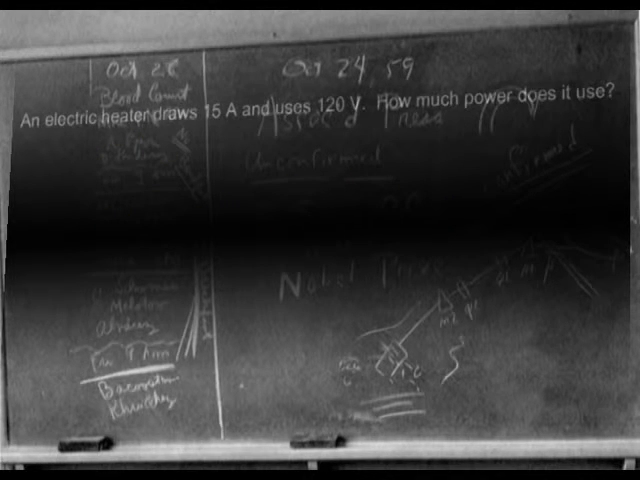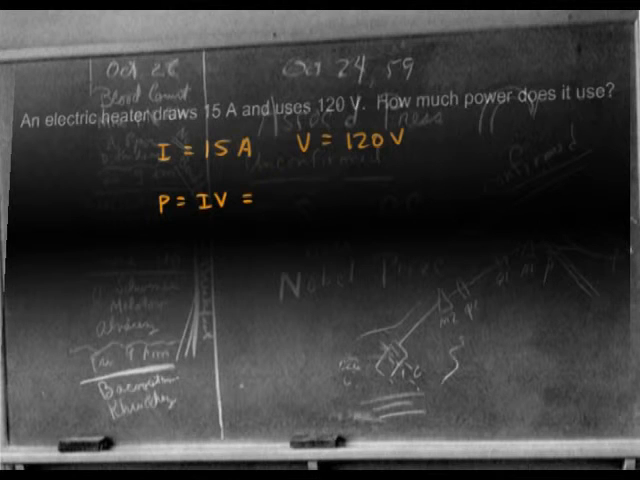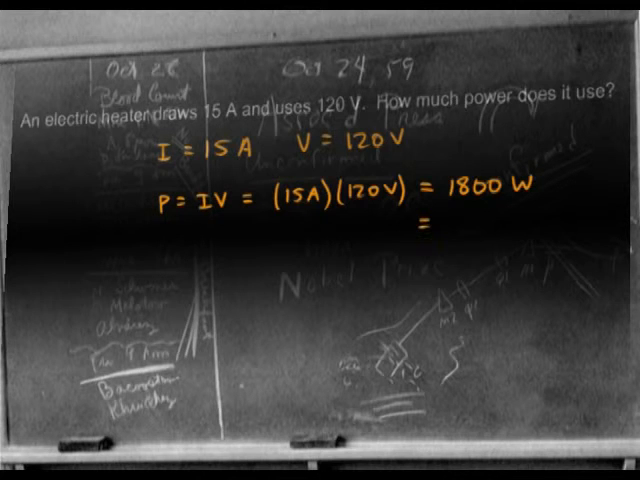Here's another example. An electric heater draws 15 amps, so that 15 amps is the current, I. I is 15 amps, and it uses 120 volts, so that's the voltage V. How much power does it use? Well, if we're given I and V, we can calculate the power using the formula P equals IV. So we just do 15 amps times 120 volts. It's that simple. That comes out to 1800 watts, or we might write it as 1.8 kilowatts. Not too bad.